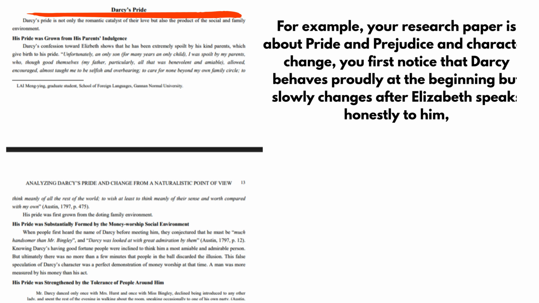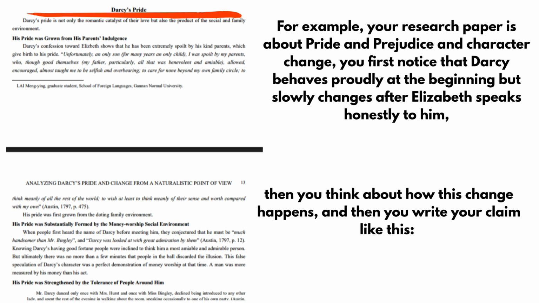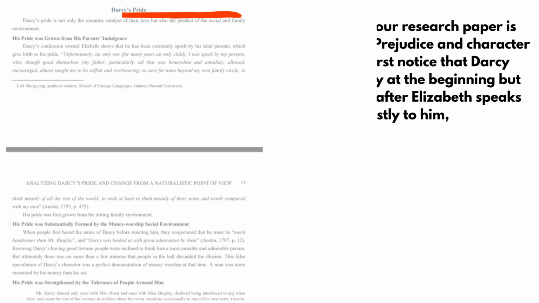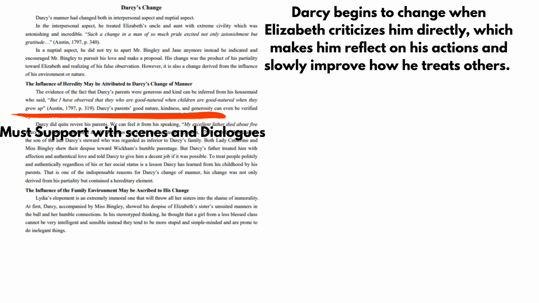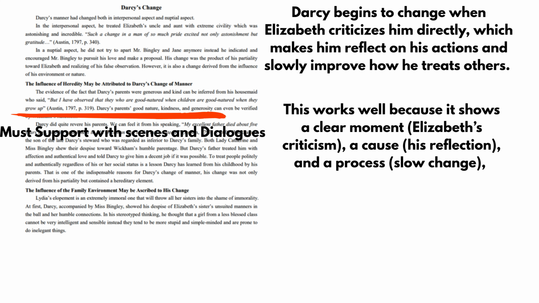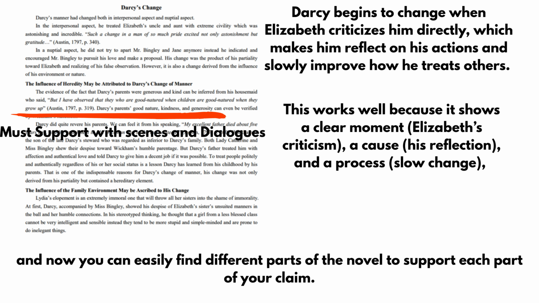For example, your research paper is about Pride and Prejudice and character change. You first notice that Darcy behaves proudly at the beginning but slowly changes after Elizabeth speaks honestly to him. Then you think about how this change happens, and then you write your claim like this. Darcy begins to change when Elizabeth criticizes him directly, which makes him reflect on his actions and slowly improve how he treats others. This works well because it shows a clear moment, Elizabeth's criticism, a cause, his reflection, and a process, slow change, and now you can easily find different parts of the novel to support each part of your claim.